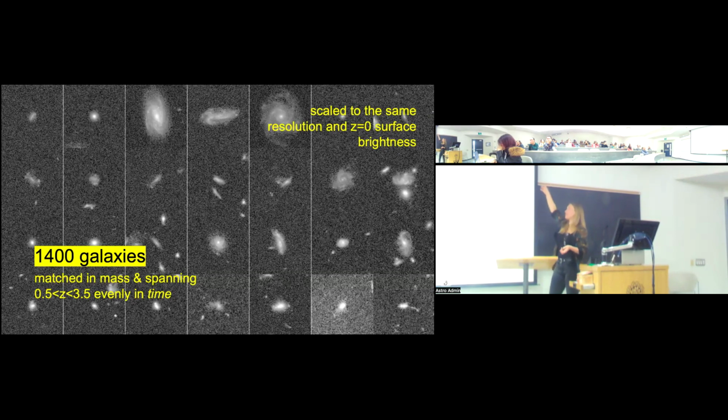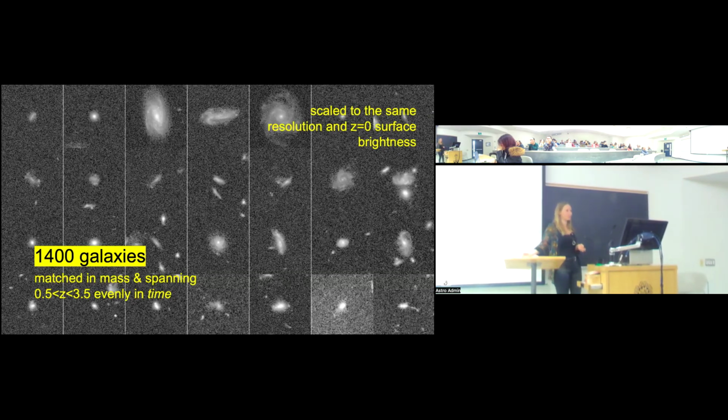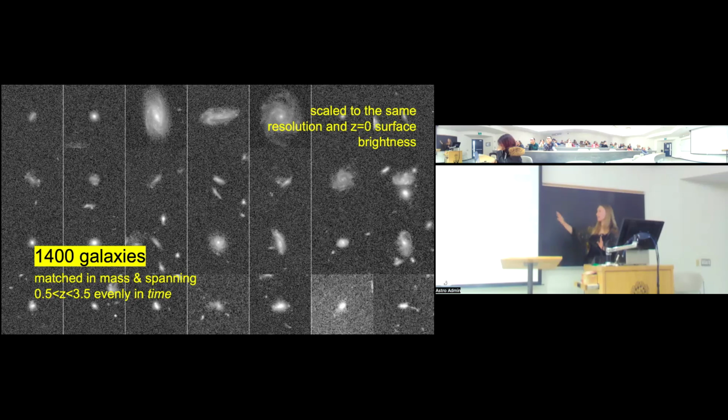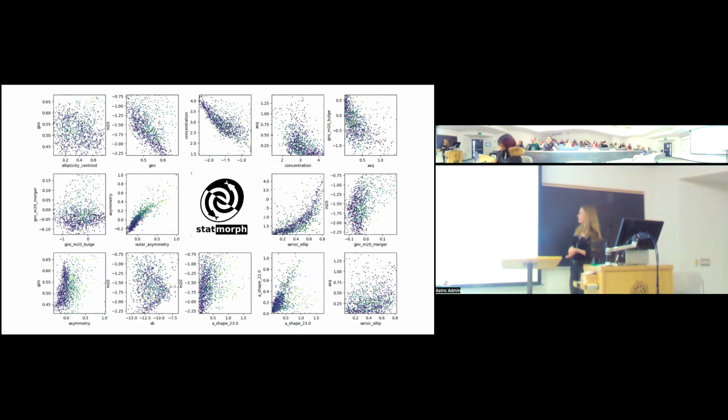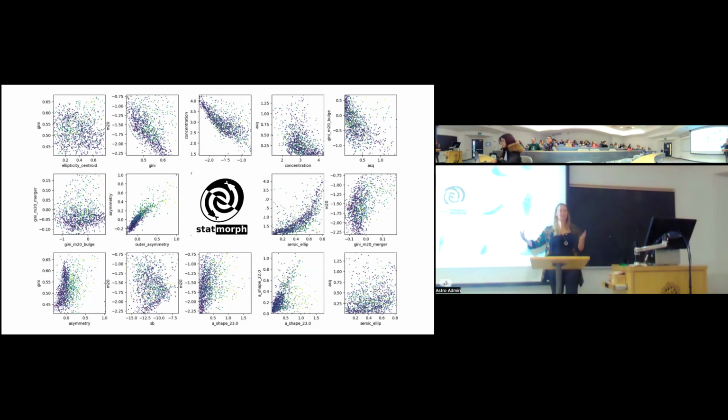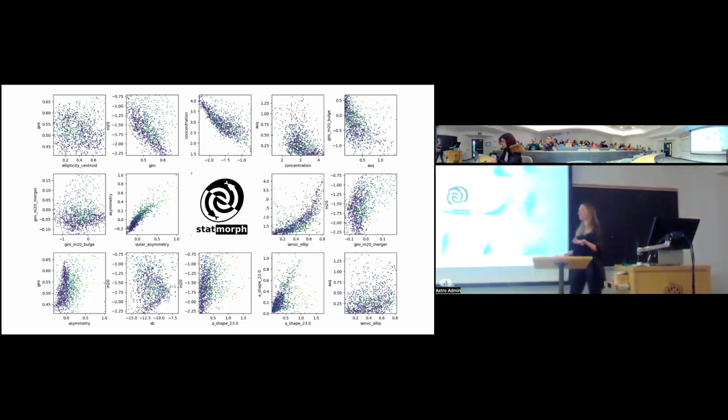So they basically have the same resolution and absolute magnitudes, so the absolute surface brightness limit. And then we measured morphological measurements on these images instead of the original JADES images. I use a code called STATMORPH. You don't need to understand what all of these are. They're just a bunch of parameters that, as I said, measure different aspects of galaxy structure.